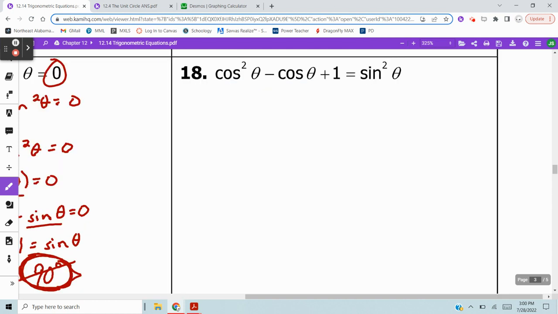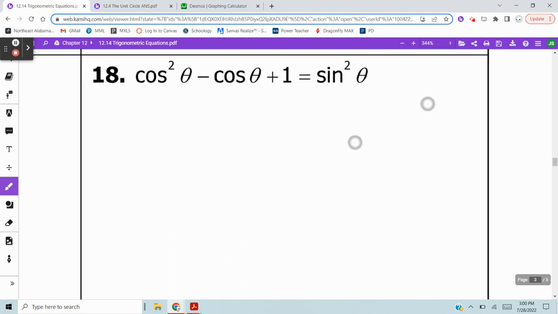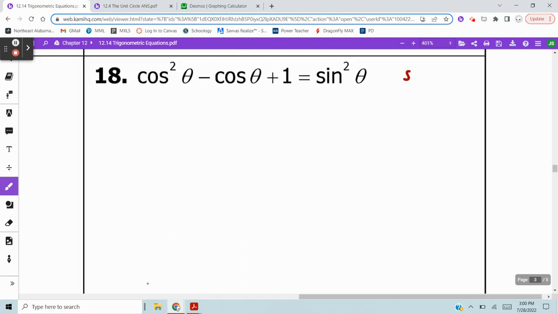Okay, number 18, cosine squared minus cosine plus 1 equals sine squared. Now, notice again we have a mixture of cosine stuff and sine stuff, and we can't have that. Now, the best place to look when we're trying to convert sines to cosines, or especially sine squares to cosine squares, is Pythagorean identities.